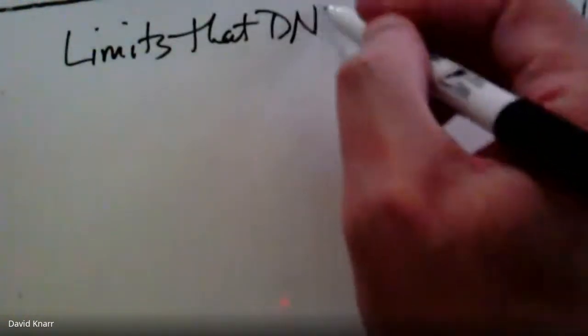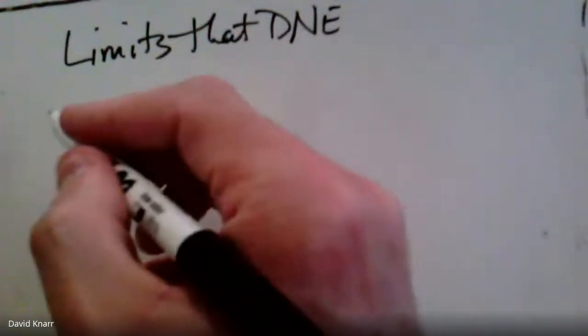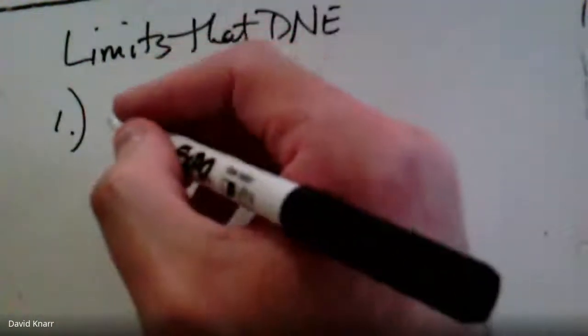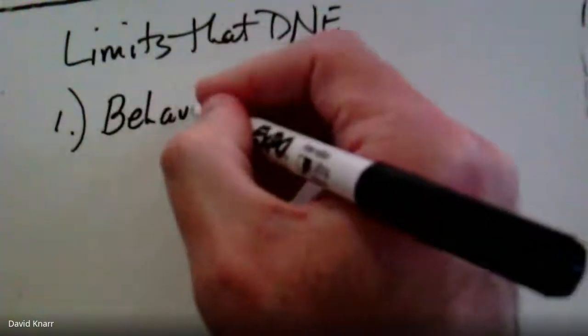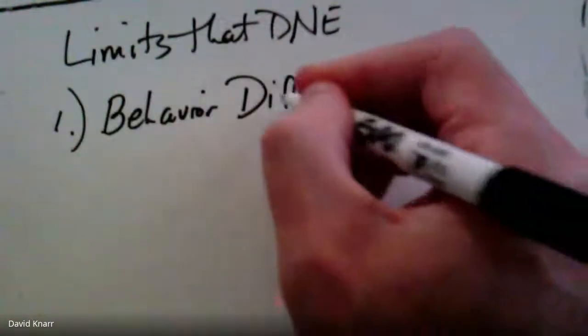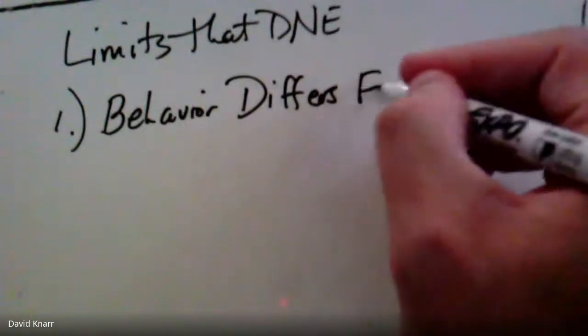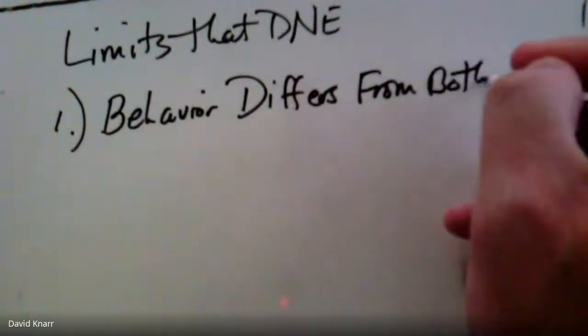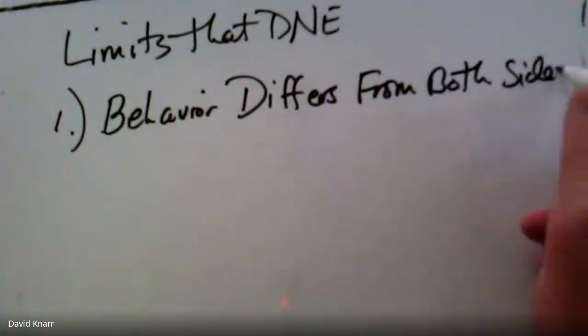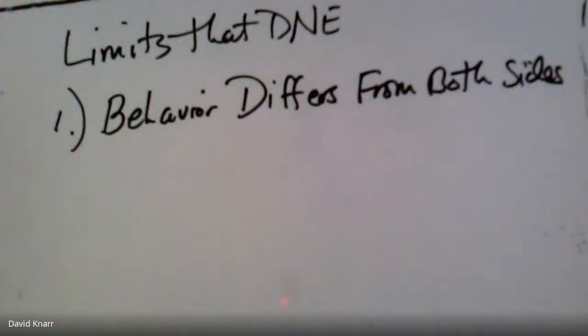So first, yesterday we talked about how to calculate a limit graphically, and we also saw that some limits do not exist. Today, we're going to talk about all of the types of limits that do not exist. There's one set of limits that you already know: limits whose behavior differs from both sides. You saw that yesterday when we did the graph.